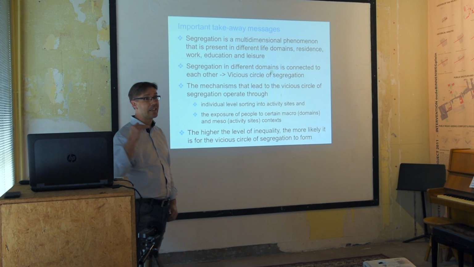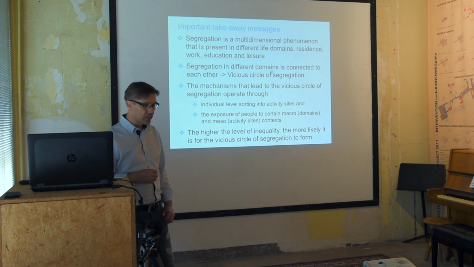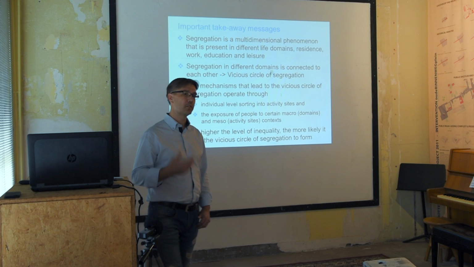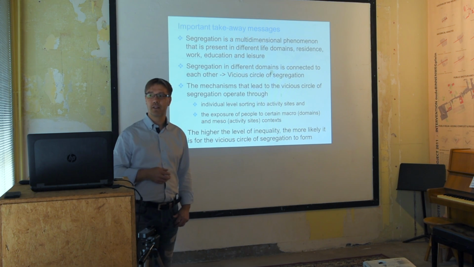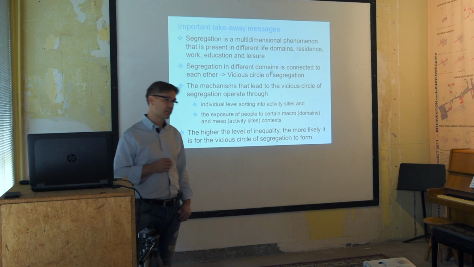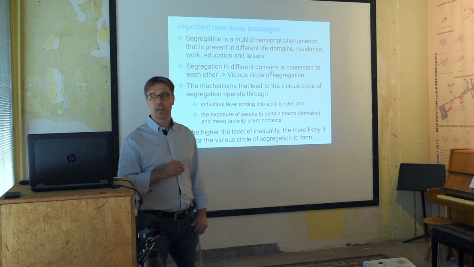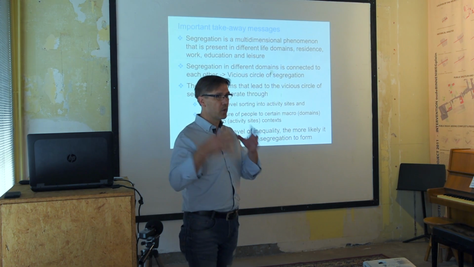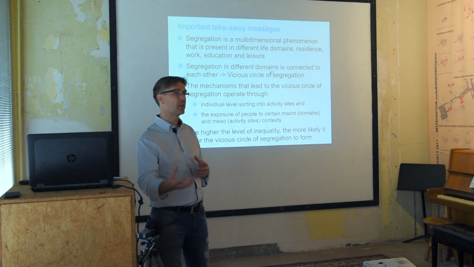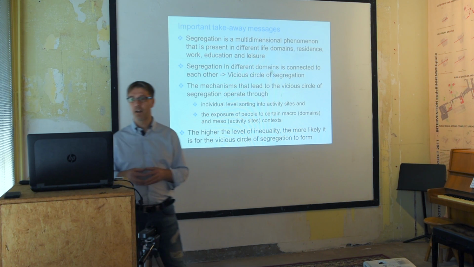There are a couple of key takeaway messages I would like to communicate to you through my talk. Very often we talk about segregation in relation to the residential neighborhoods. But of course, segregation can take place in other places, in addition to place of residence: at work, in education, in the leisure time. So segregation is a multi-dimensional phenomenon. And these different domains, residence, work, education, are of course interconnected with each other. Segregation in one domain, for example, in residential neighborhoods, can be transmitted to education, labor market, and so forth. And that's where our concept of the vicious circle of segregation comes from.